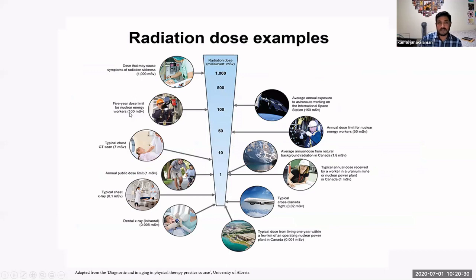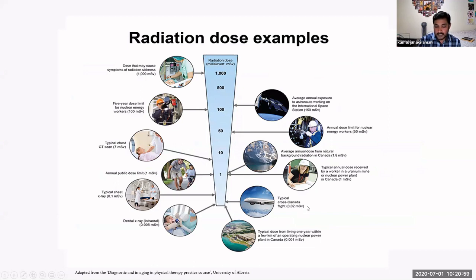So these are some of the radiation dose examples. Usually the unit of radiation dose is the millisievert, mSv. They usually say it as mSv. Okay. So if we have 1000 mSv, that may cause you radiation sickness. If you're exposed to 1000 mSv of radiation, that may cause radiation sickness.